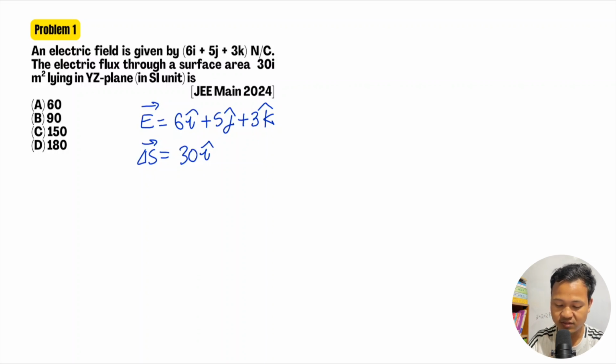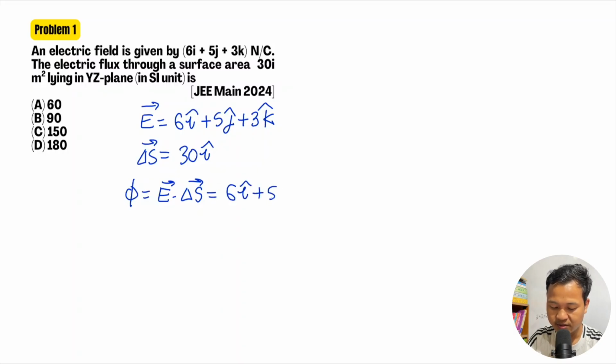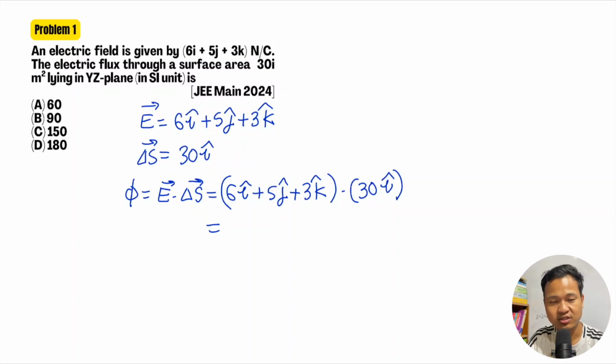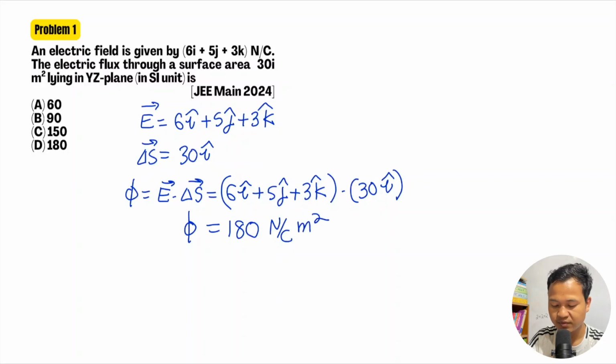Then what is the flux? The flux formula is E dot delta S. So (6i + 5j + 3k) dot 30 into i. Then for the dot product, i times i is multiplied, j times j, k times k. I times i multiplied, 6 times 30 is 180, and the others are 0. So this is your flux. Newton per coulomb for electric field and meter square for area. So the answer will be 180.